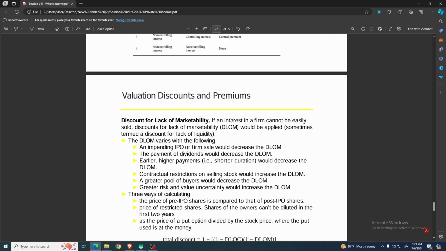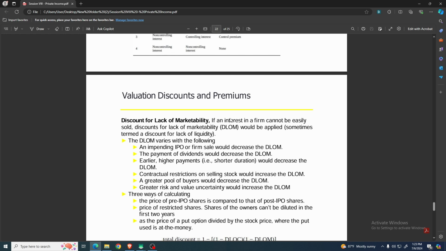That means it is going to also increase the DLOM. So the calculation methods to calculate the discount for lack of marketability are: you can have a price comparison, where the prices of pre-IPO shares are compared to post-IPO shares. Then you have restricted shares, so the value of shares that cannot be sold immediately. Then you have put option pricing.